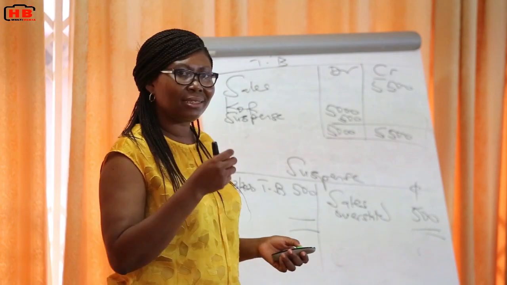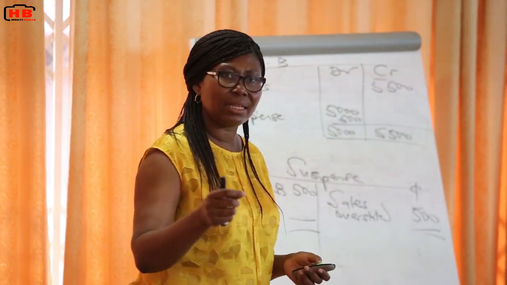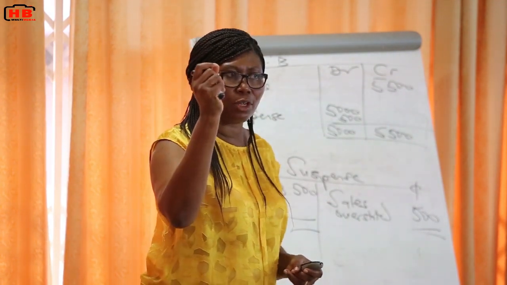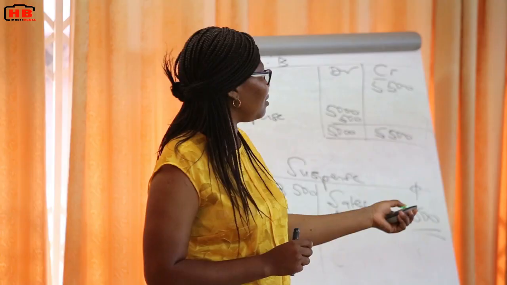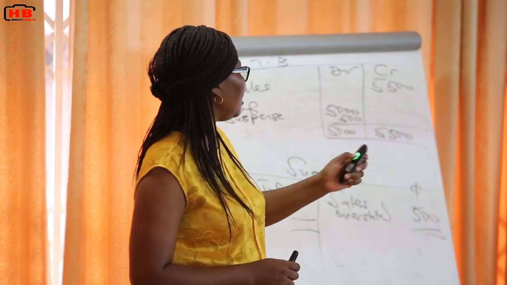And so when you understate revenue, all things being equal, profit would have been understated. And that is why you have to add back the difference, not the total amount. Remember, we would have added the amount of revenue. And so we are only interested in the portion that has been understated. Are we okay? You add it back.